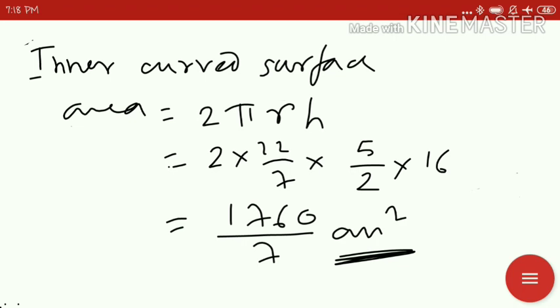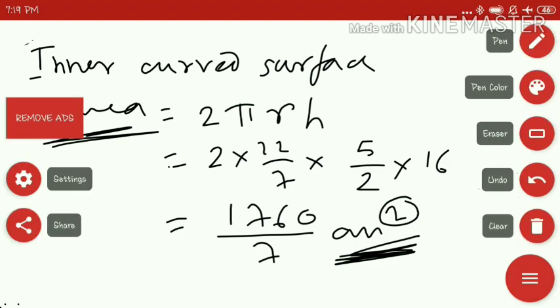Again, I am telling you, the unit is very crucial. Just remember that for area, the unit is always in square form. In volume, the unit is always in cube form. And when we find height or radius, it only remains the unit, like meter or centimeter or millimeter, whatever is given.